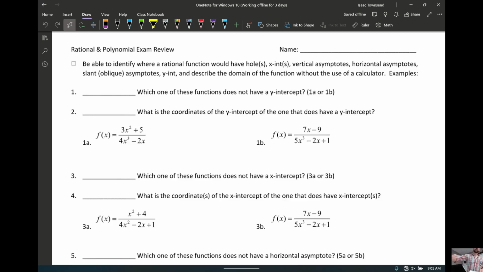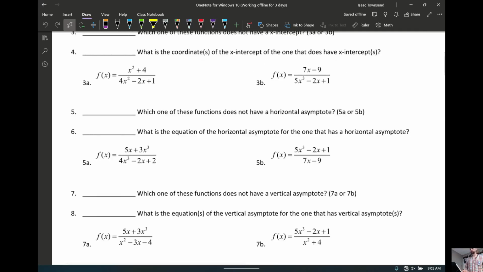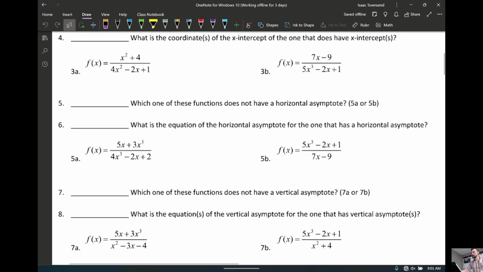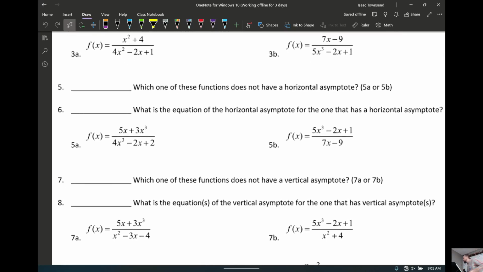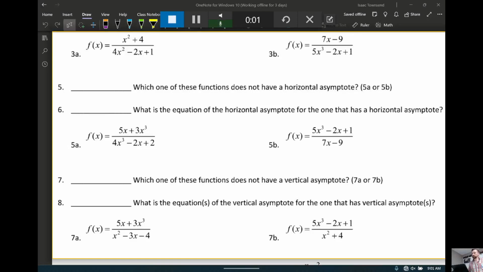Okay, I'm gonna offer another round of questions here. So maybe anything from the front or back of the first page, the first 16 questions. Maybe 5 and 6. All right, so questions 5 and 6 are asking us to focus on horizontal asymptotes.